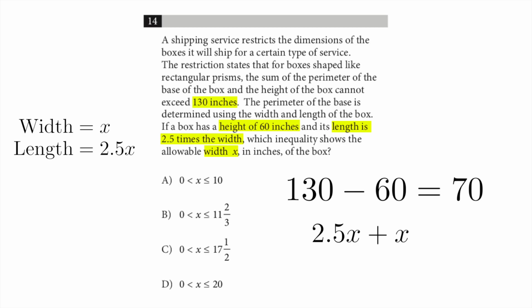Now to get to the perimeter, we have to multiply it by 2 because the perimeter has 2 lengths and 2 widths. So it's 7x. And that must be less than 70. 7x is less than 70. x has to be below 10. And that's option A.